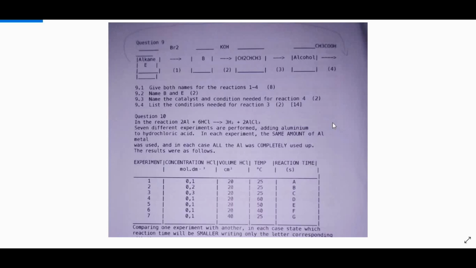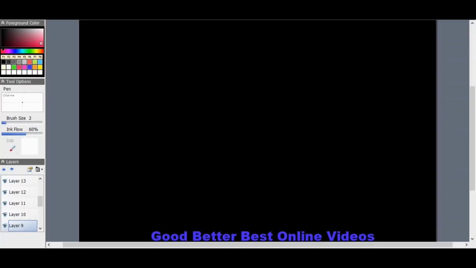So let's start with one question at a time. Let's do question 9 first. I'll let you guys engage with the question first, and then I'll jump in a little bit later. Alright, so question 9. Give both names for reactions 1 to 4. So for 9.1, I'm just going to denote it like this. This is just a practice test.